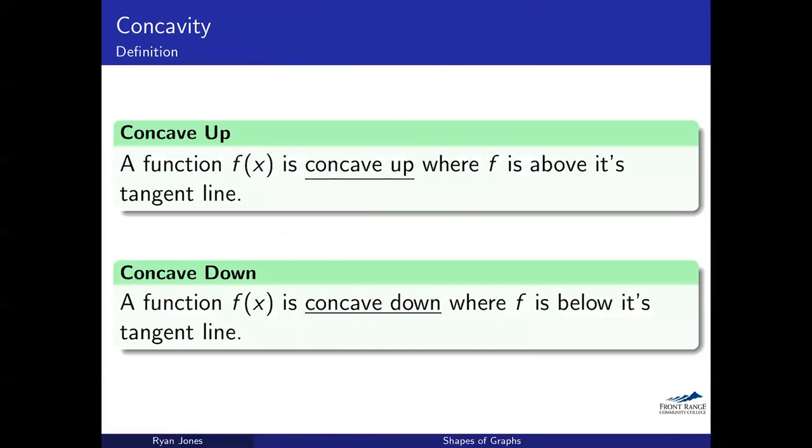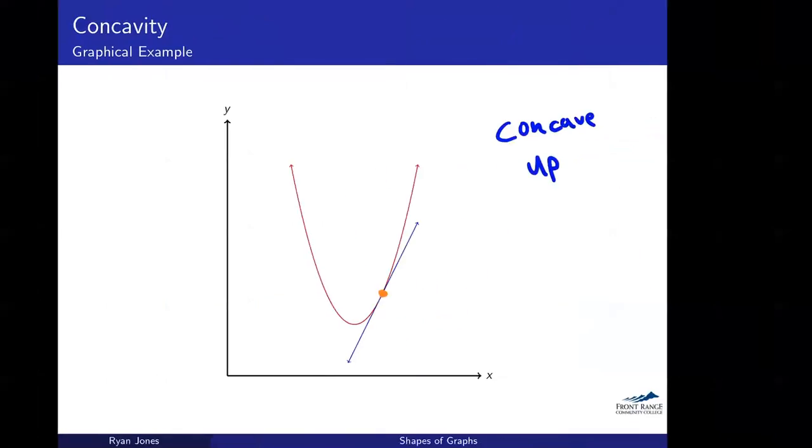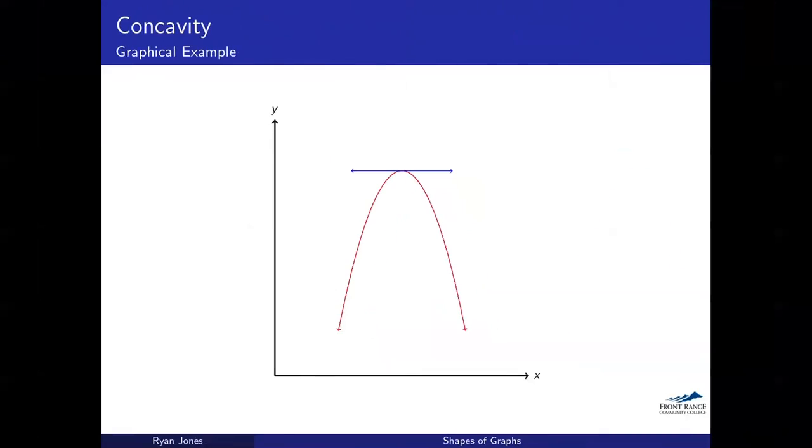So going back here now to concave down, it's just the opposite. A function is concave down when the function is below its own tangent line. So looking at some of these examples here, I've got that red function here, and I draw a tangent line at this particular orange point, and that blue tangent line is actually above the red. You could say the red function is below the blue tangent line. So that's going to be concave down.